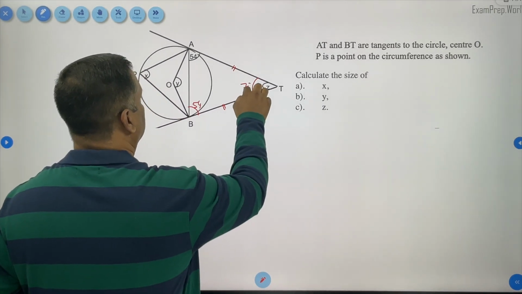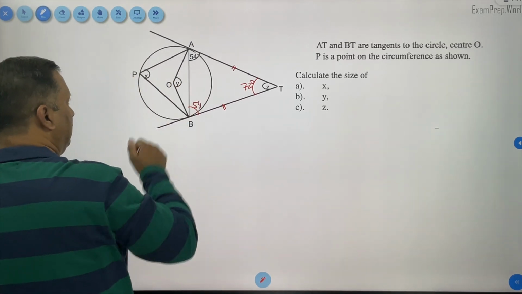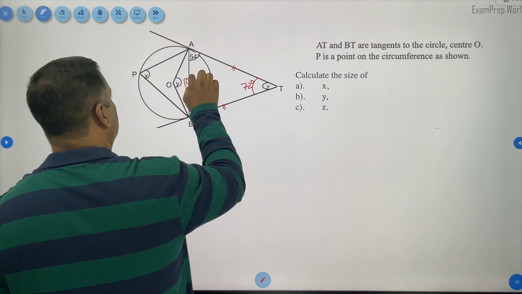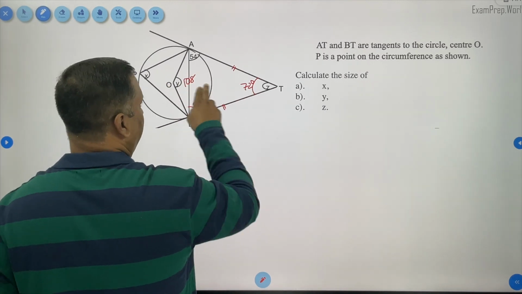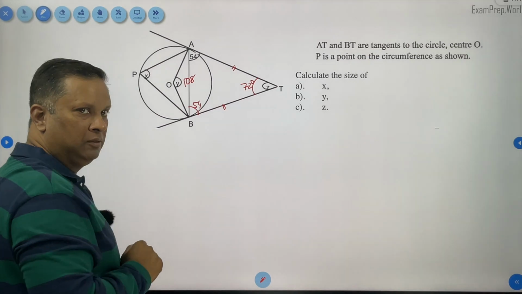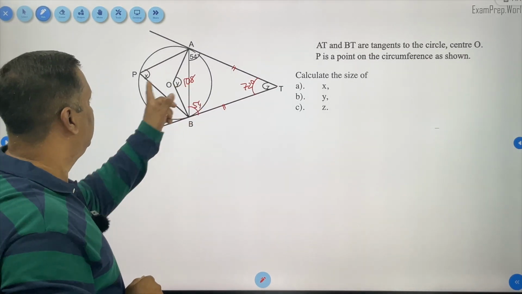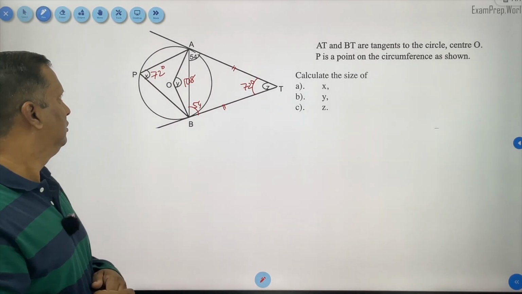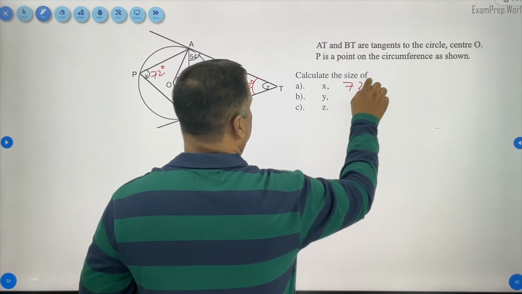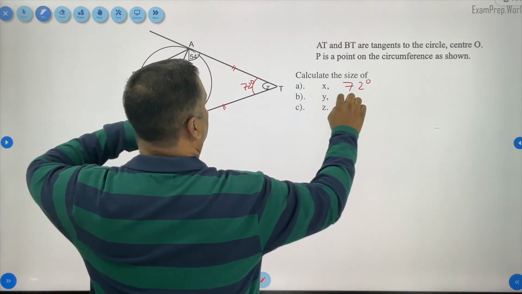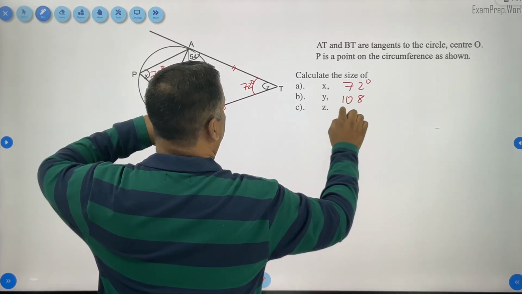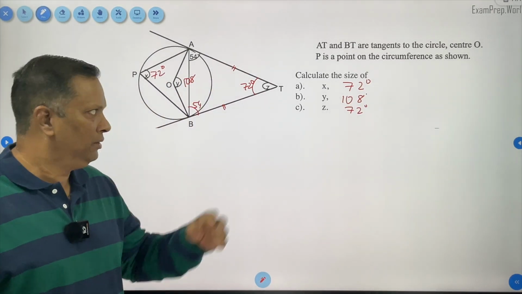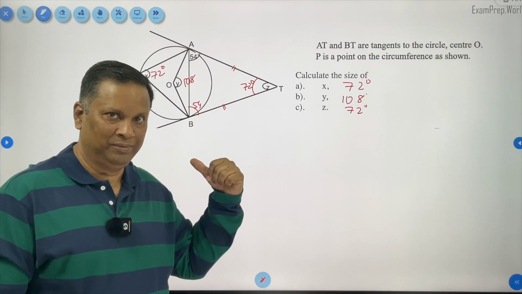72. Then how much will be this angle? 108. Y is how much? 108. I told you the trick, right? If you divide it and make it two triangles, you can easily find the triangle. If this is 108 and if this is 108, this is how much? 72. All angles done. What is X? 72. What is Y? 108. And what is Z? That is also 72. Understood, right? We have done this kind of questions in our previous types.